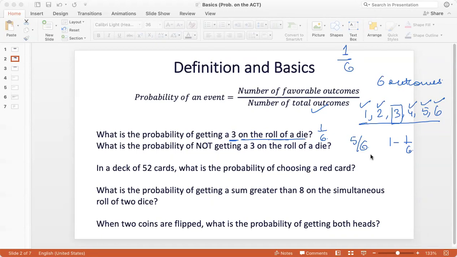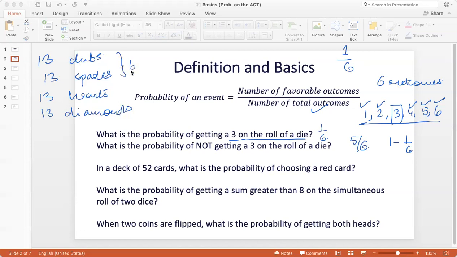Now, in a deck of 52 cards, what is the probability of choosing a red card? A deck of 52 cards is made up of 13 cards of clubs, 13 of spades, 13 of hearts, and 13 of diamonds. So these two are the black cards, and these two are the red cards. So what is the total number of outcomes? We have 52, of which the red cards are 26. So the probability of choosing a red card is 1 over 2.